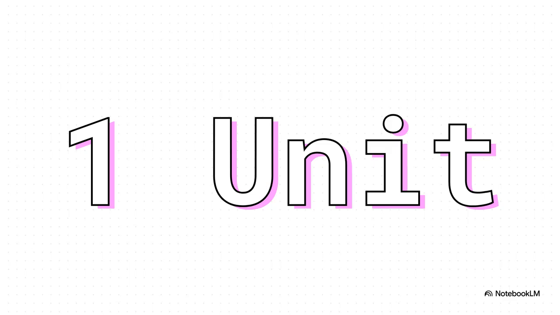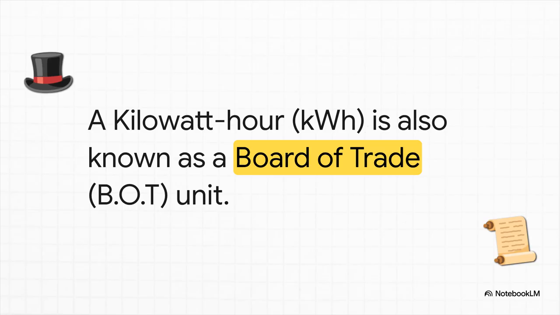So this is the key part. When your electricity bill says you've used, say, 100 units, what it's really saying is that you've used 100 kilowatt-hours. Yep, unit is just the everyday name we use for 1 kilowatt-hour. And hey, here's a little fun fact for you. The kilowatt-hour also has another, kind of old-fashioned name, a Board of Trade unit, or BOT unit. You probably won't see it much anymore, but it means the exact same thing.